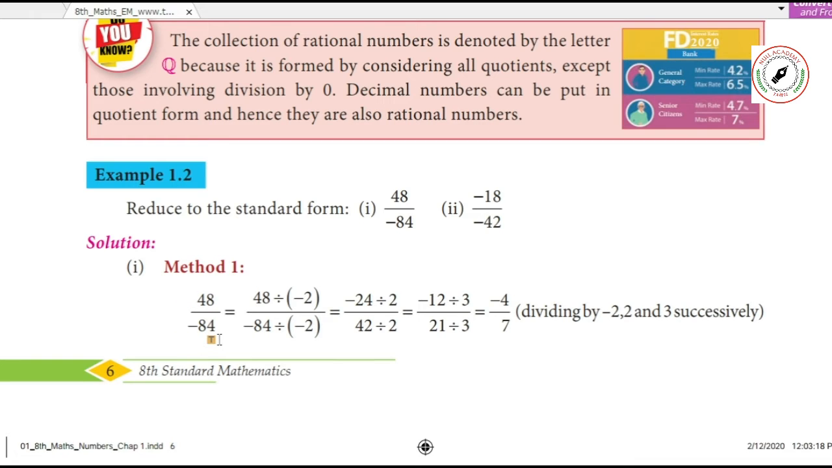48 divided by minus 84. First divide by 2, first divide by minus 2. So what will happen? Minus 24 by 42. Again divide by 2, so minus 12 by 21. Again divide by 3. What will happen? Minus 4 divided by 7. Okay. This is one method.